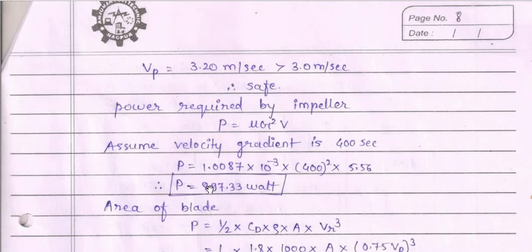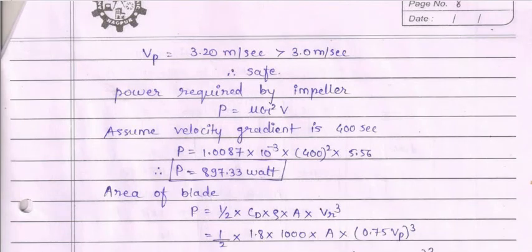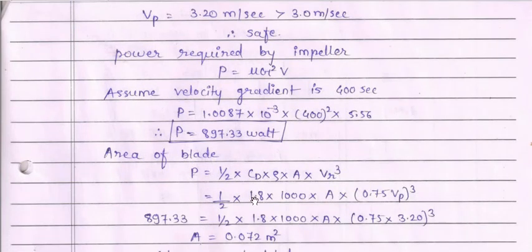and hence the power comes out to be 897.33 watt. So now, how will the area of the blade be calculated?